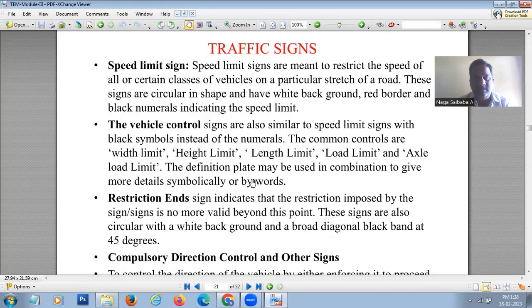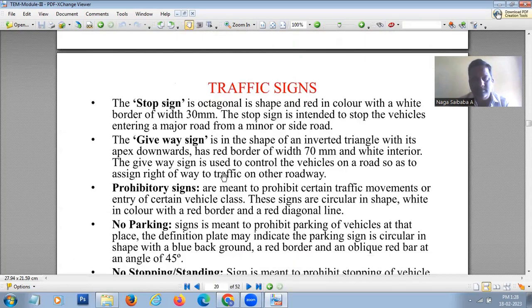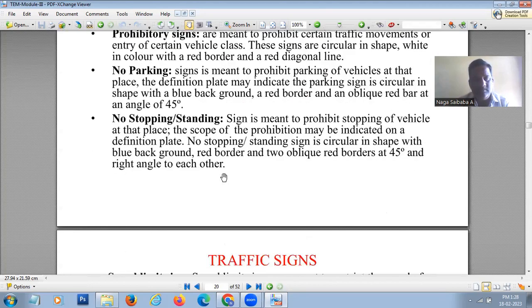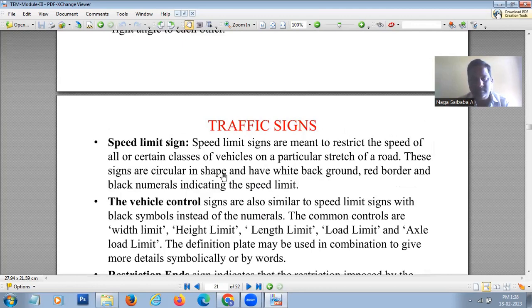Next, speed limit sign. See here, this is the speed limit sign: 50, 50, 40, like that. Depending upon the place, the limit will be changed. Speed limit signs are meant to restrict the speed of all or certain types of vehicles in a particular stretch of road. These signs are circular in shape with a white background, red border, and black numerals indicating the speed limit, like 50, 40, etc., depending upon the location of the place.